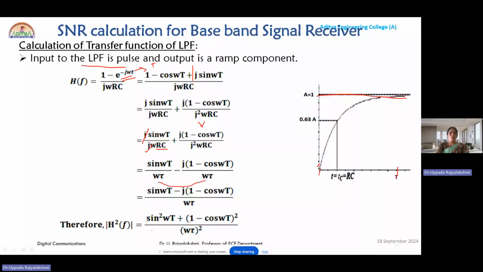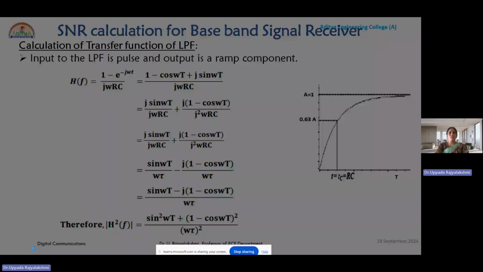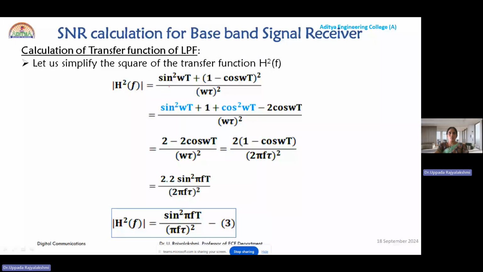So you will get sin omega t minus j into 1 minus cos omega t by omega tau. Now we need the square of the magnitude of the transfer function. So you have H of f, and how can you get the square of the magnitude of the transfer function? This is in the form of x minus jy, so the square of the magnitude will be x square plus y square, where x is sin omega t and y is 1 minus cos omega t, whole square by omega tau whole square, because you are writing H square of f. Let us split the numerator. This is in the form of sin square omega t plus a minus b whole square, so a square plus b square.